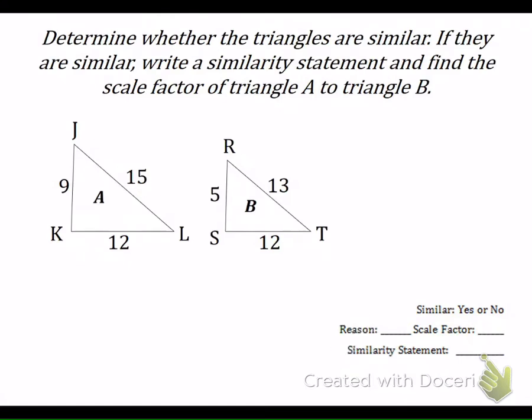Okay, so the only information I have is about sides. So I'm going to go for side, side, side and see if it works. So I need to set up those ratios. 9 and 5 go together. 15 and 13 go together. 12 and 12 go together. You can probably already see what's happening, right?